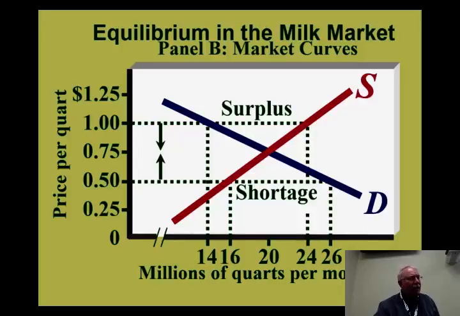But why is 75 cents an equilibrium? Well, in order to prove why, we have to move away from it. In other words, if I have this piece of paper, how could I prove to you that this paper here was an equilibrium?